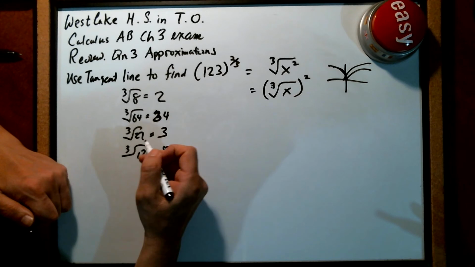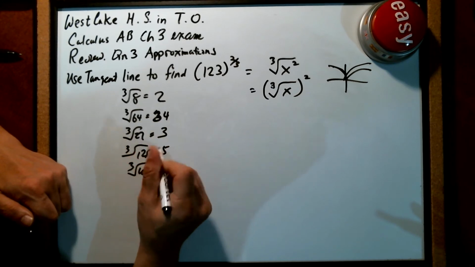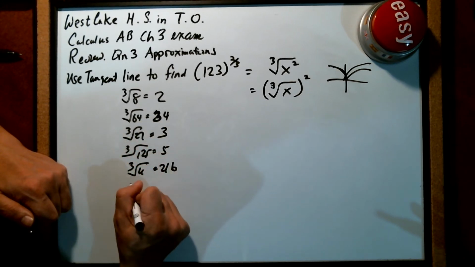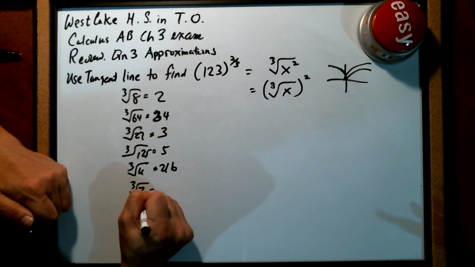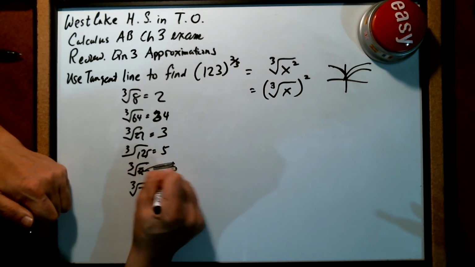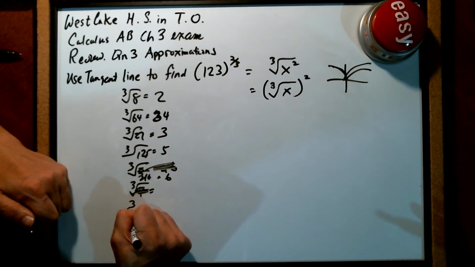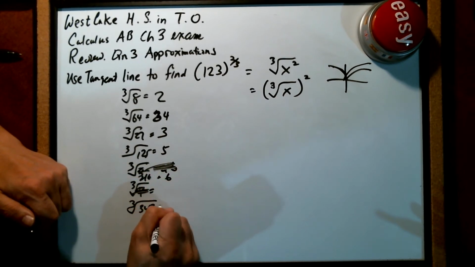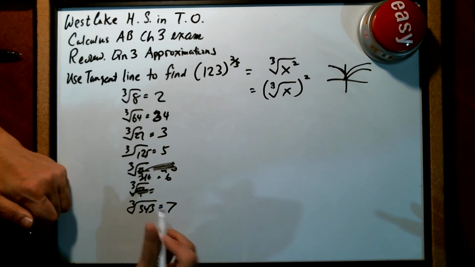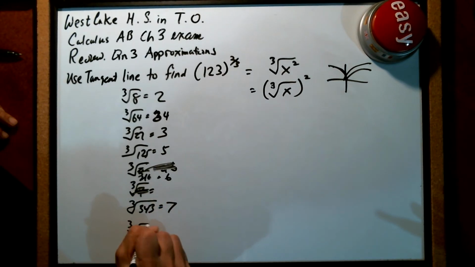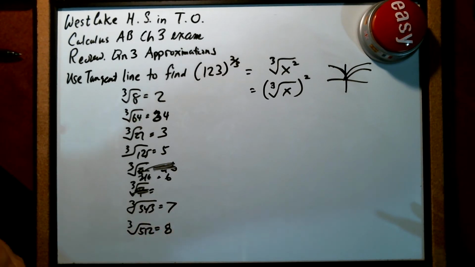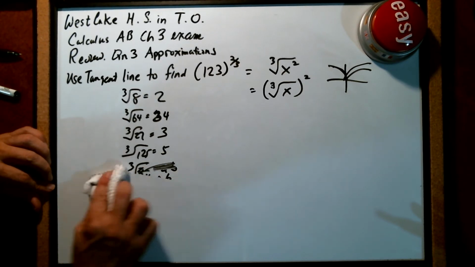Do you see that? The cube root of 216 is equal to 6, and the cube root of 343 is equal to 7, etc. The cube root of 512 is equal to 8. I know my cube roots pretty well. Anyways, let's get the problem one more time.